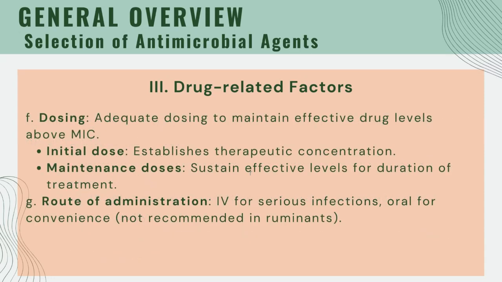For the dosing, adequate dosing is needed to maintain effective drug levels above MIC. The first is the initial dose. This establishes therapeutic concentration, and then the maintenance doses, which sustain effective levels for the duration of treatment. The route of administration uses IV for serious infections, oral for convenience, but oral is not recommended in ruminants.